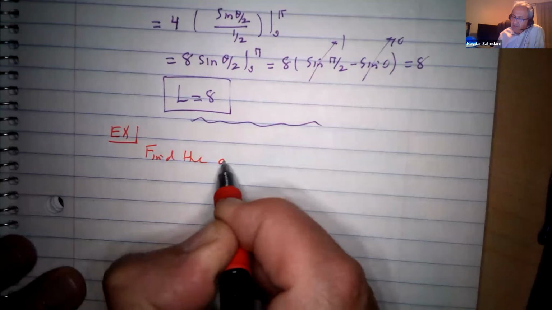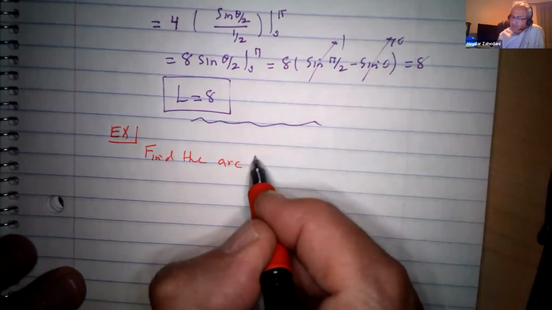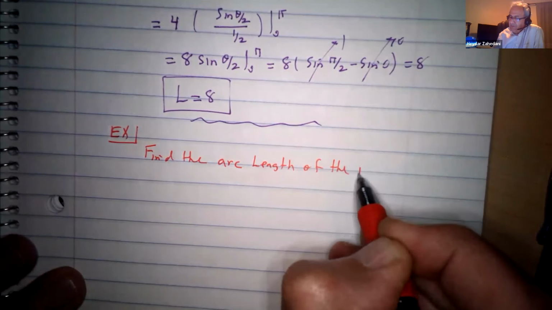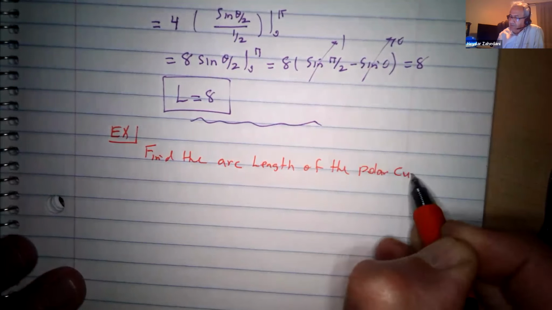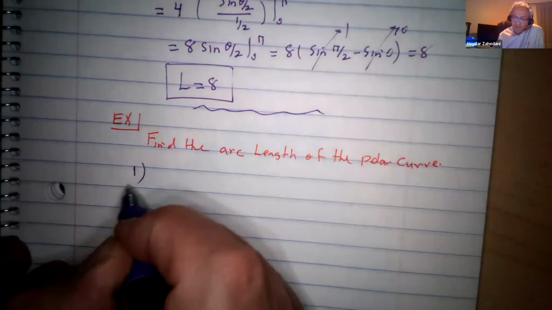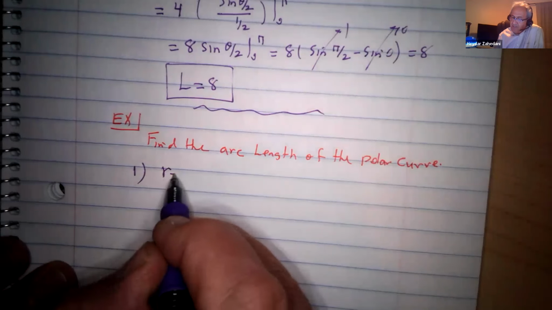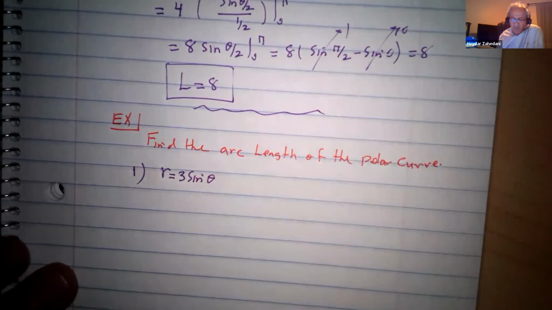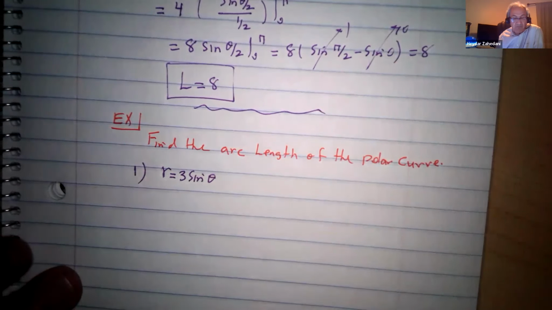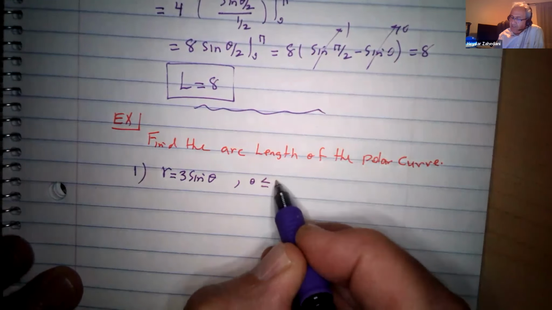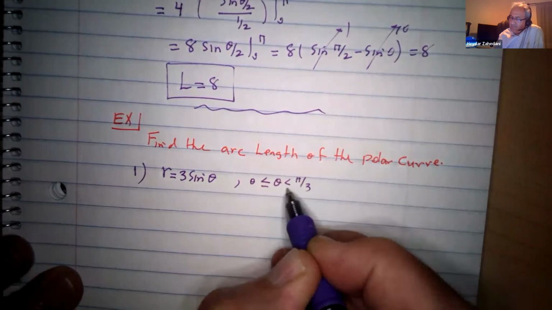The arc length of the polar curve. So I give a couple of them. The first one is this one, r equals 3 sine of theta. It's a circle. It's going to be a circle with the radius of 3/2. We want to find it between 0 and pi third. That's one.